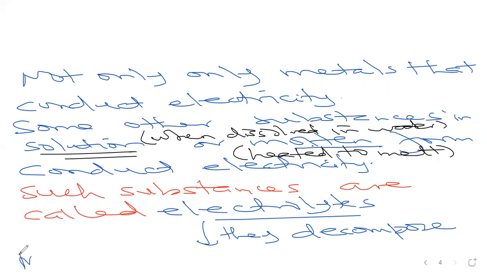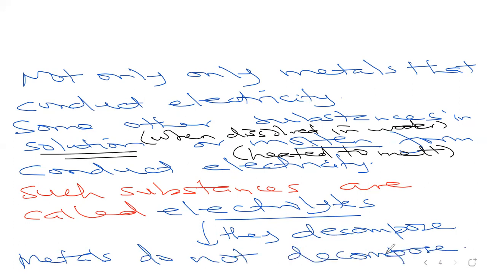Unlike metals, the metals do not decompose when they conduct electricity. Otherwise, if the metals were to decompose as they conduct electricity, then those electric wires you see on the poles everywhere couldn't be there. In your room, there couldn't be electric wires in case those metals, copper or aluminium or others, were decomposed by electricity. But the electrolytes, when in solution or molten form, conduct electricity and get decomposed by that electricity.